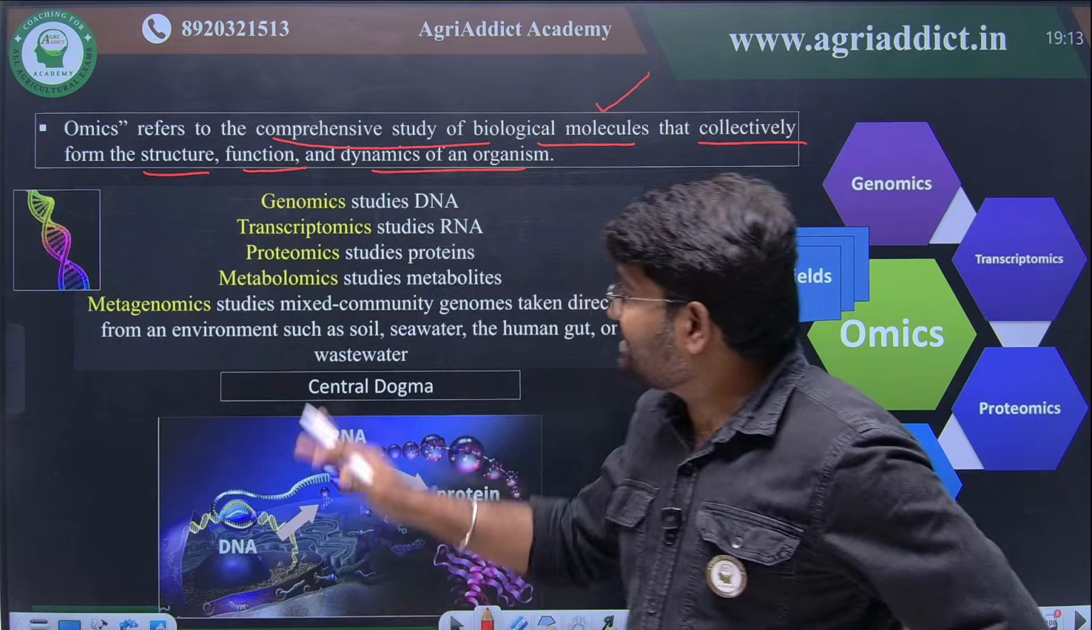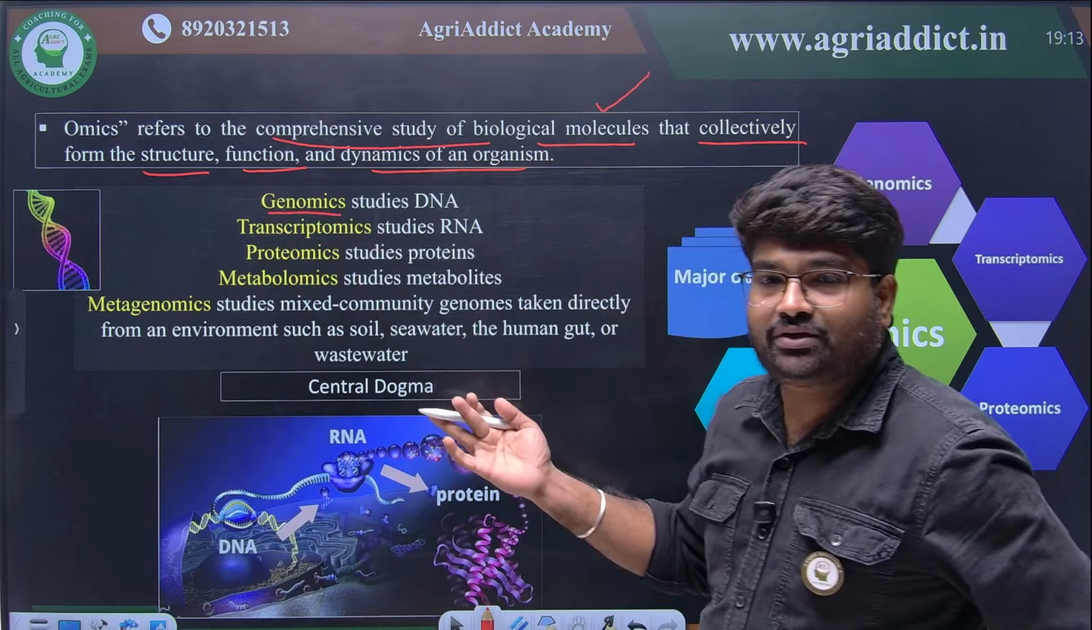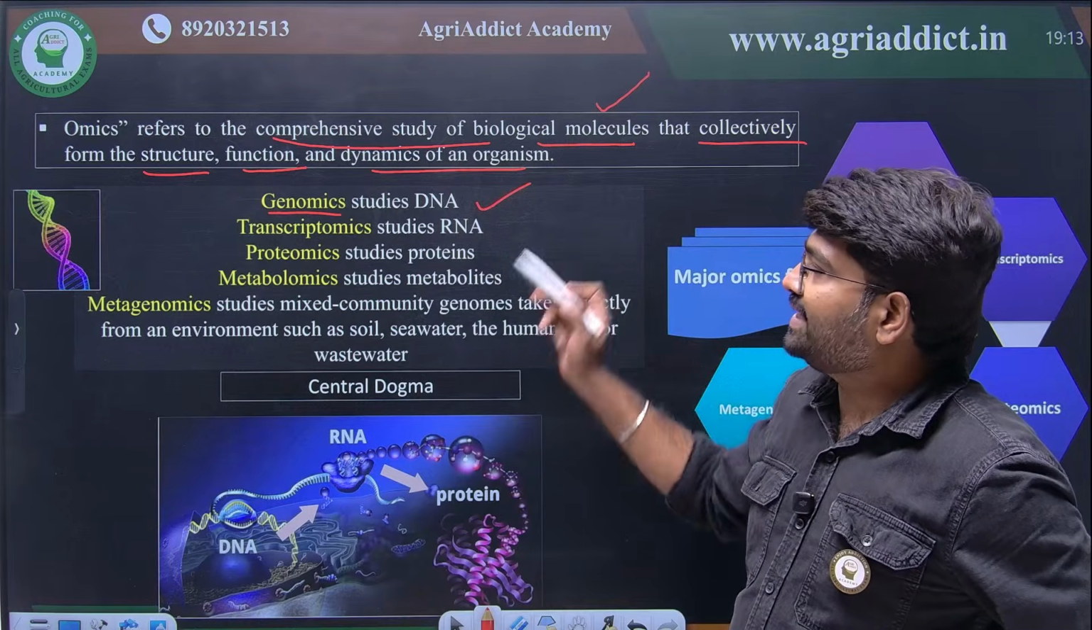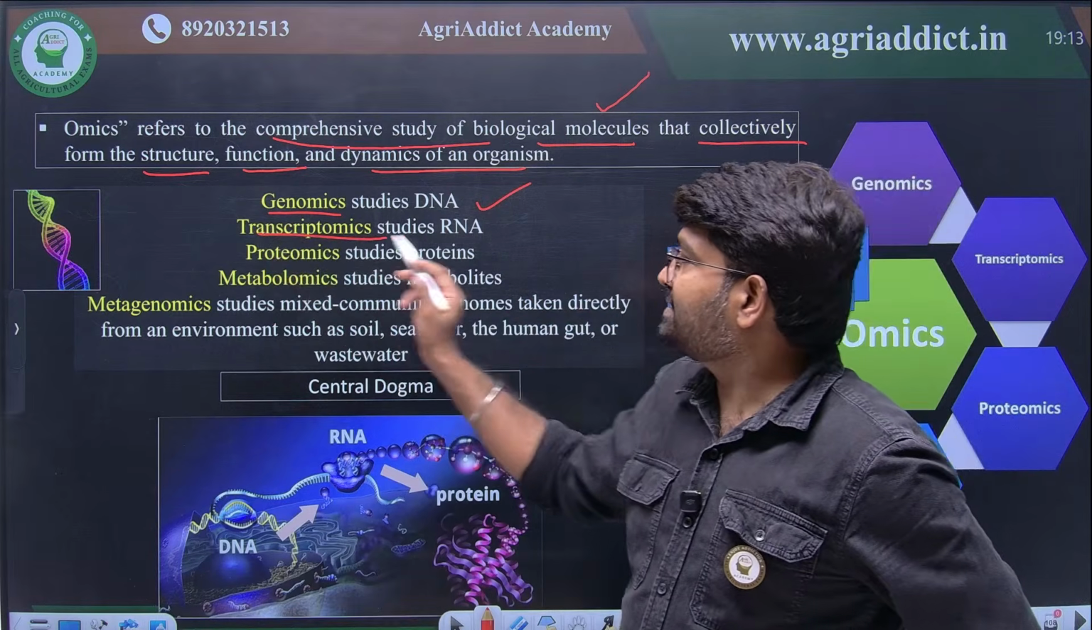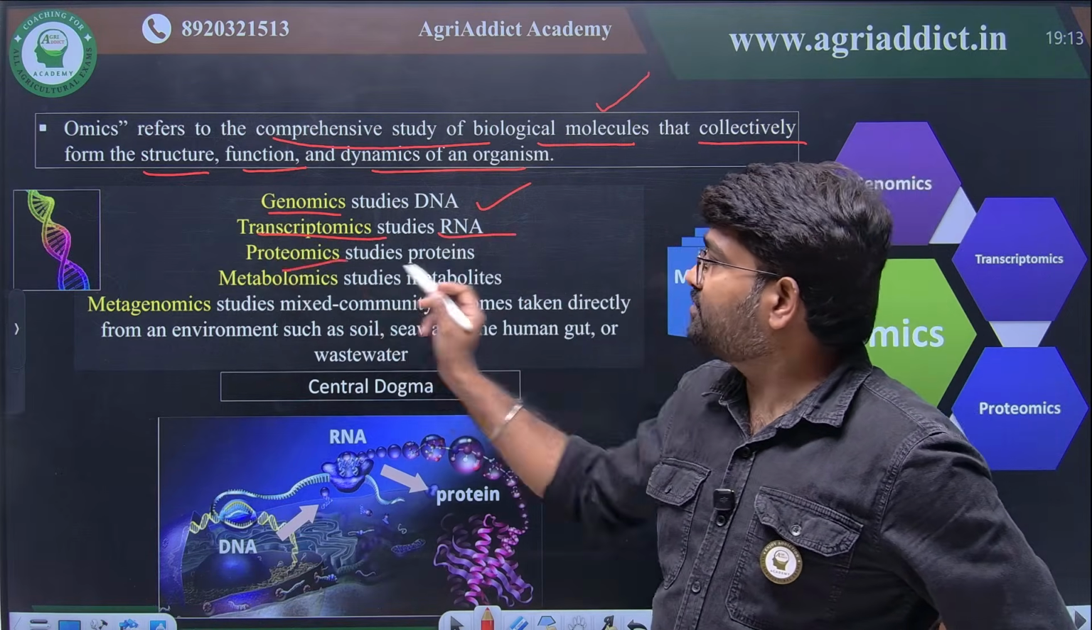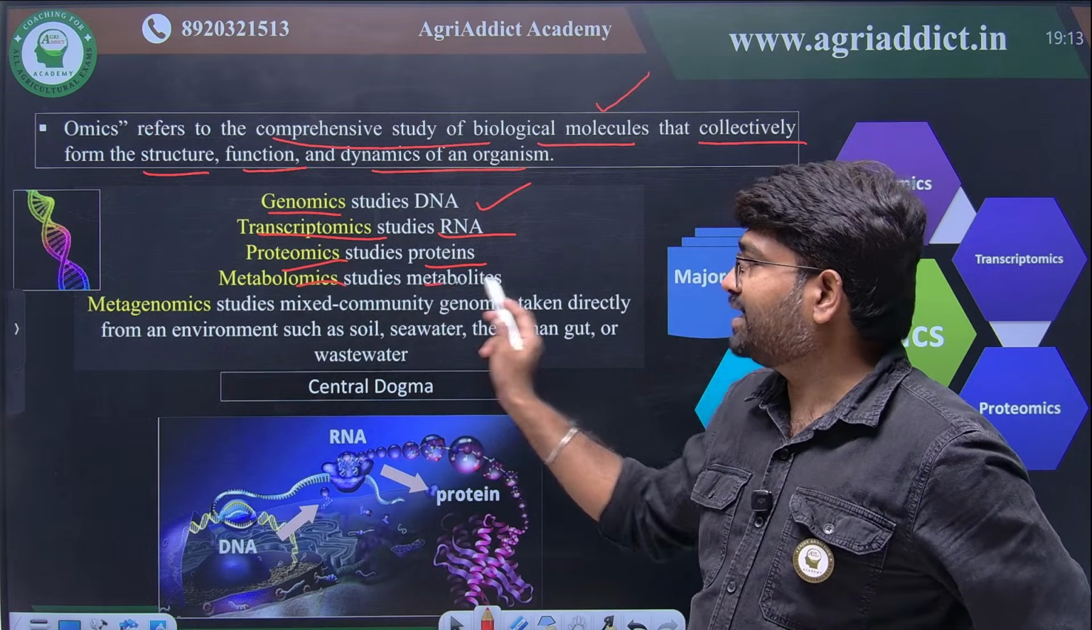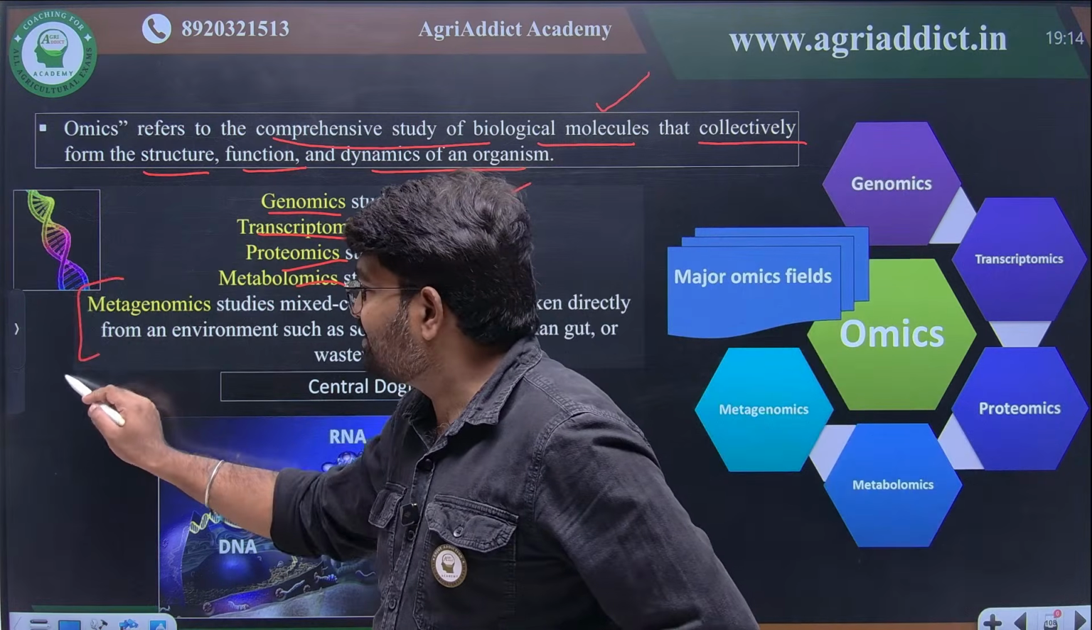First, genomics. What will it do? It is primarily used for studying DNA. Transcriptomics is for RNA. Proteomics, we will study proteins. Metabolomics is for metabolites. This question they have asked in JRF 2020.